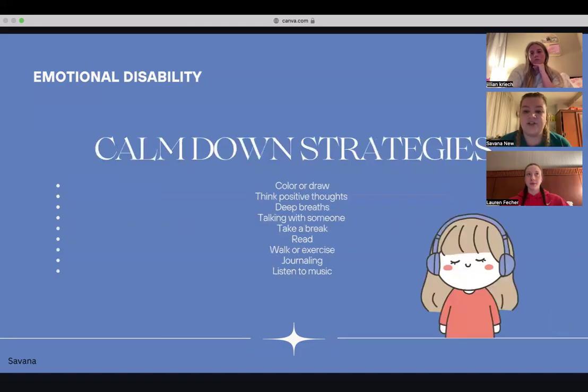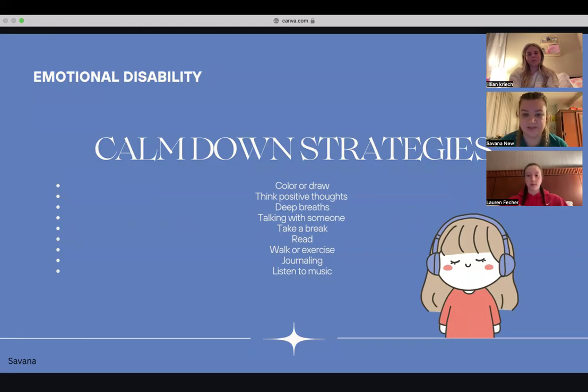Some calm down strategies that the students may like is coloring or drawing, which can help them just be distracted. They can focus on the picture they're doing. Thinking positive thoughts will allow them to get out of the negative thoughts of the stress and what everybody else may be thinking. Taking deep breaths is important, and having a meditation time or area will allow them to help calm down. Talking with someone, whether it's the teacher, another teacher, peers, or even a counselor or nurse in the school, will allow them to calm down and take a break.